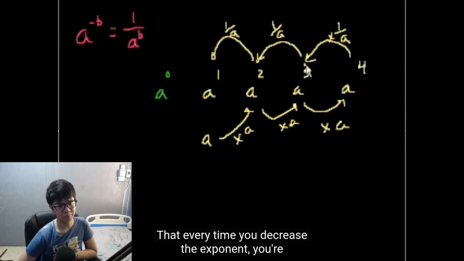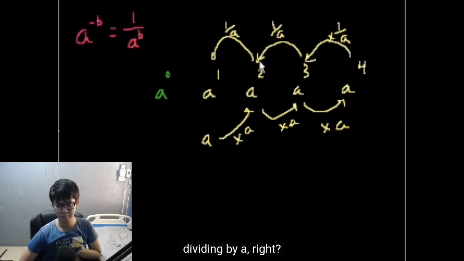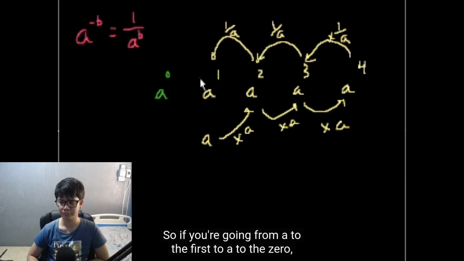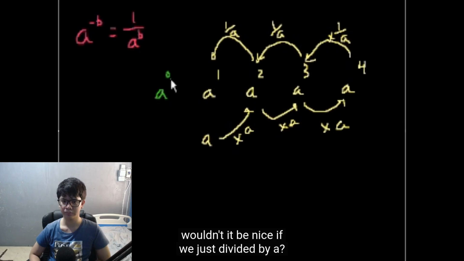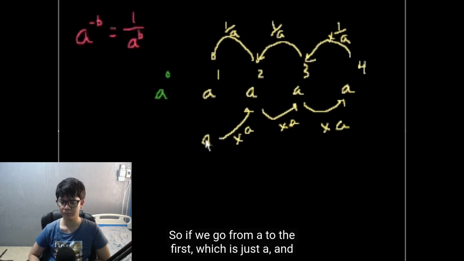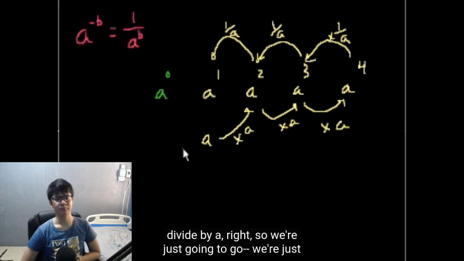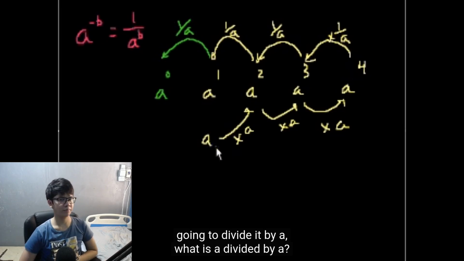Every time you decrease the exponent, you're dividing by a, right? So if you're going from a to the 1st to a to the 0, wouldn't it be nice if we just divided by a? So let's do that. If we go from a to the 1st, which is just a, we just divide by a. What is a divided by a?